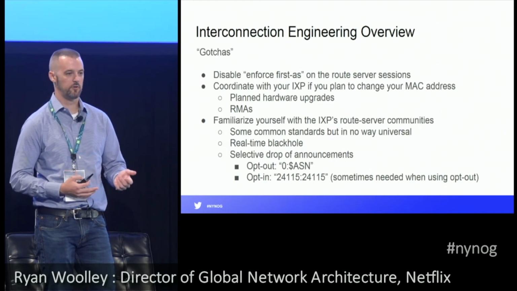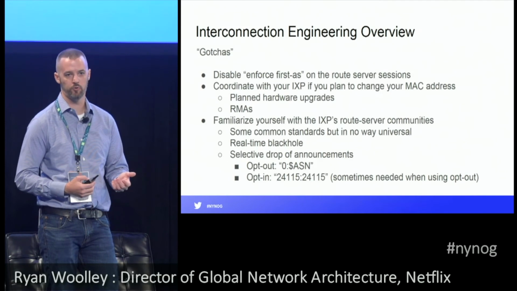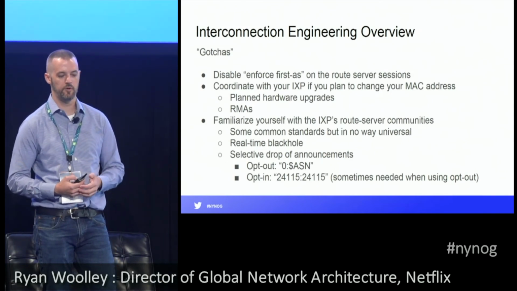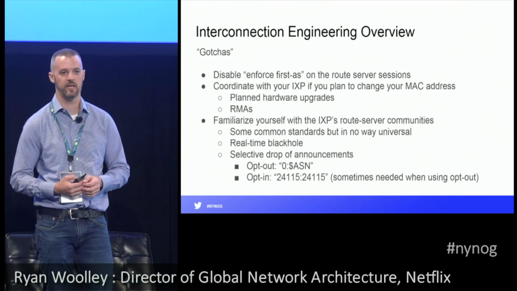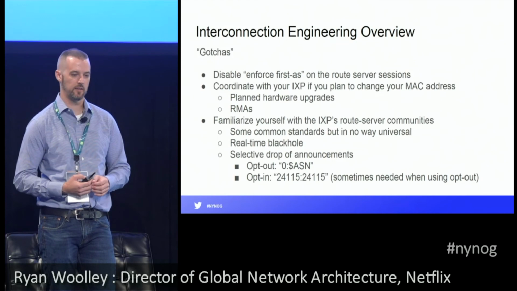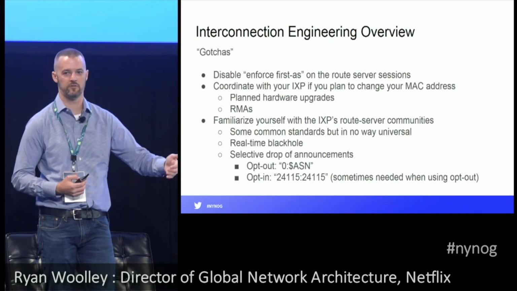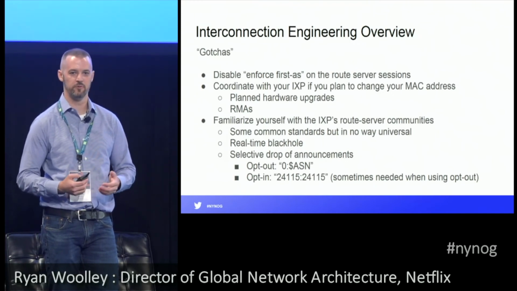You should familiarize yourself with the route server communities that are available to you. There's a couple different things you can do, like triggering real-time black holes for denial of service response, and selective drop of announcements. So if you don't want your advertisements to be propagated to a specific ASN, you can tag your routes with a community that will indicate the route server should not pass those along. So get an idea of what those communities are before you decide that you need them, and it'll save you a bit of headache.